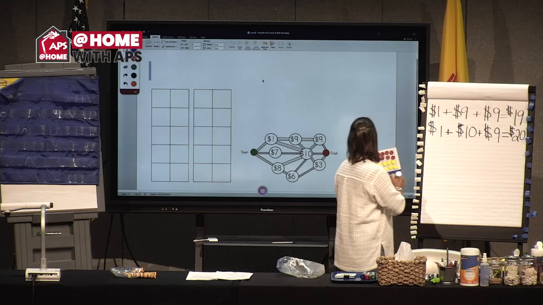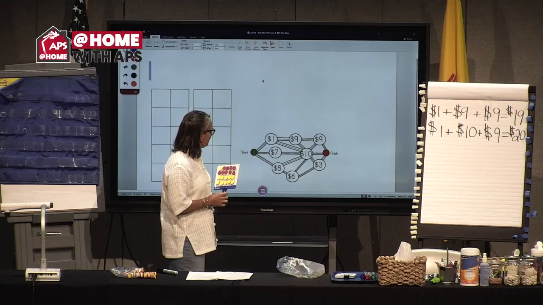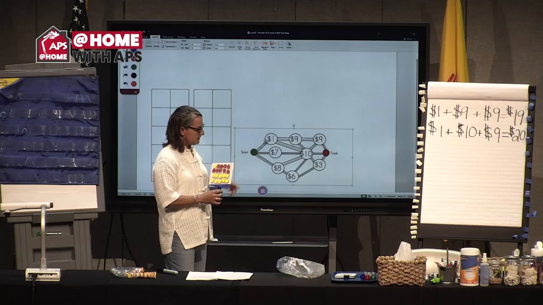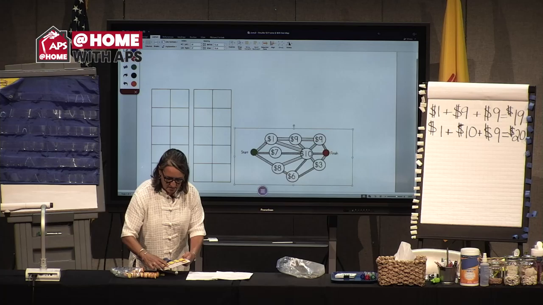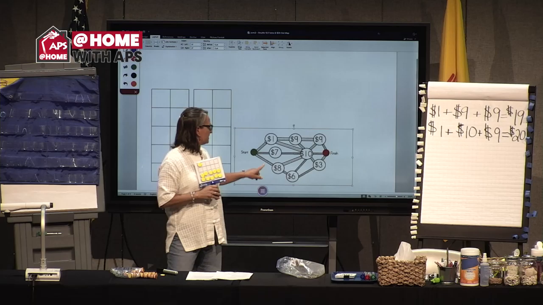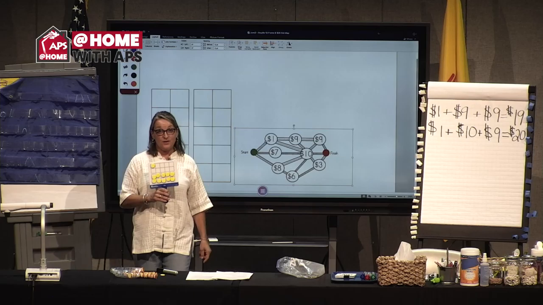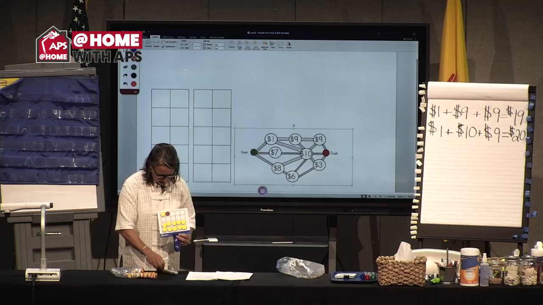Okay, let's try one more with 1. What's another way that we could go with 1? We could go 1, okay, and add 10, here's our 10, and 3 more. We're gonna be way under 20 on that one, aren't we? Let's see how many we end up with. Wow, how many is that?